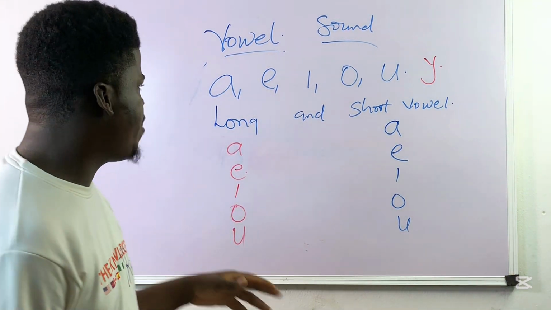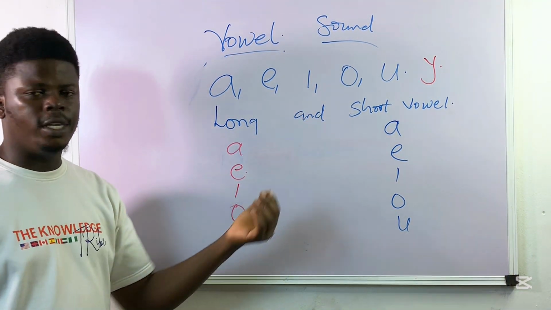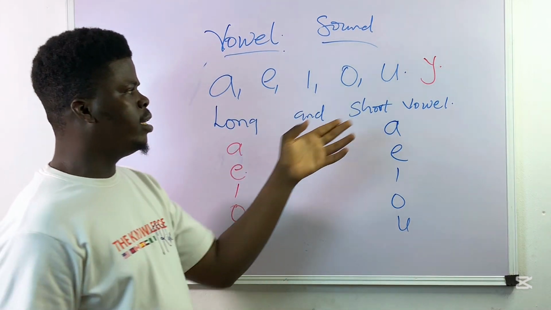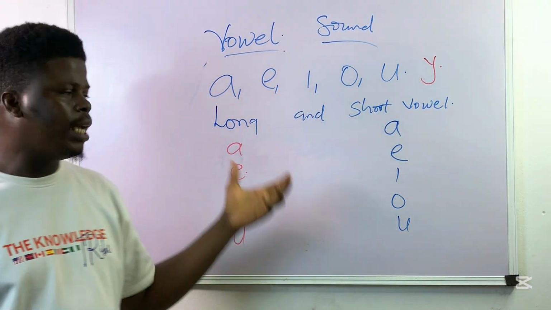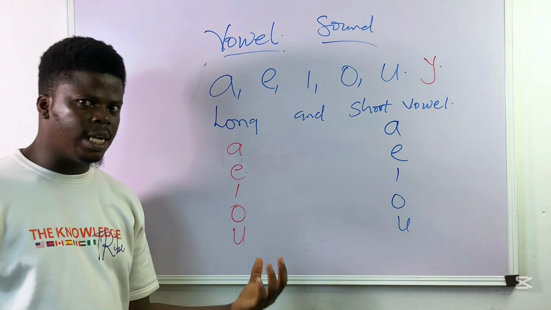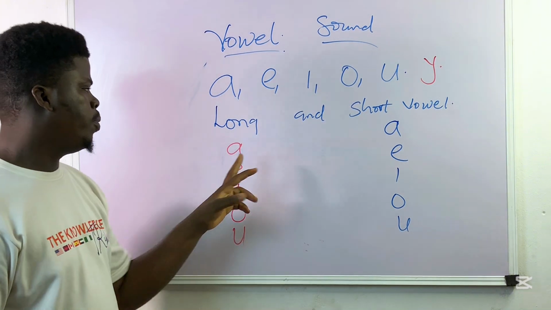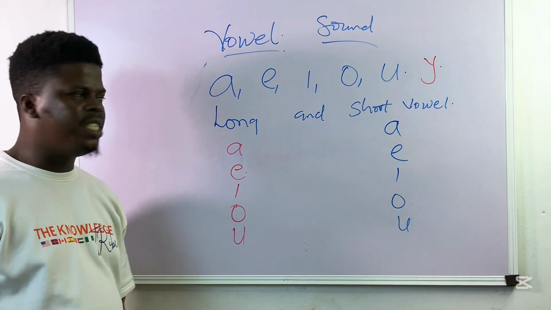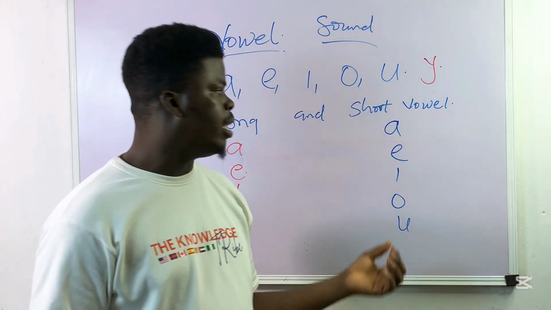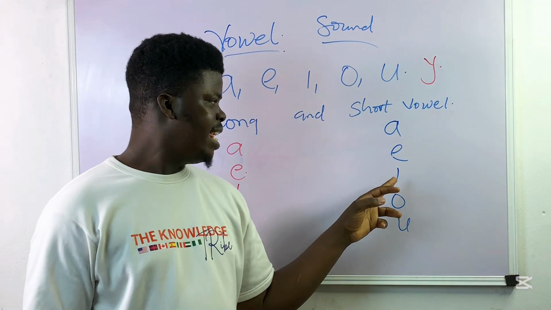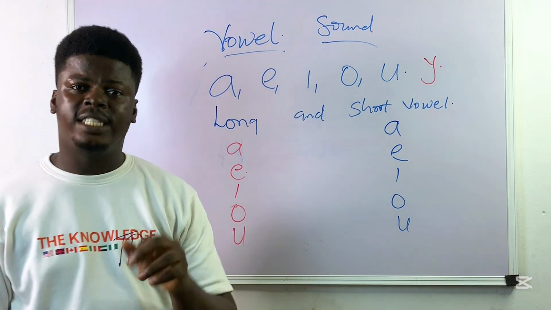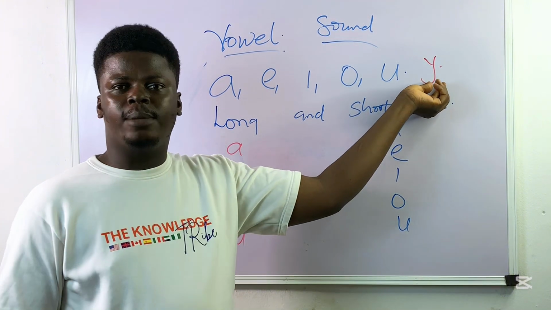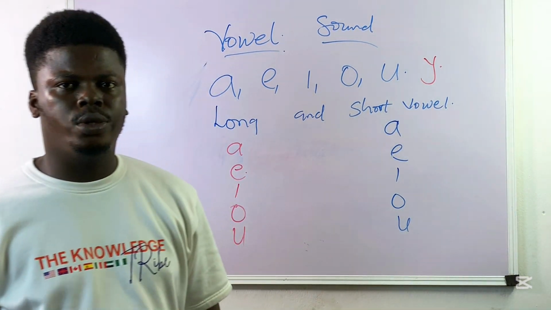So now let's recap. We have two types of vowel sound: the long vowel sound and the short vowel sound. I'll tell us when we can be using each, but let's go over the long vowel sound first. We have A, E, I, O, U. That's the long vowel sound. Now for the short vowel sound, we have A, E, I, O, U. Fantastic. And I told you that most times we can have the Y also.